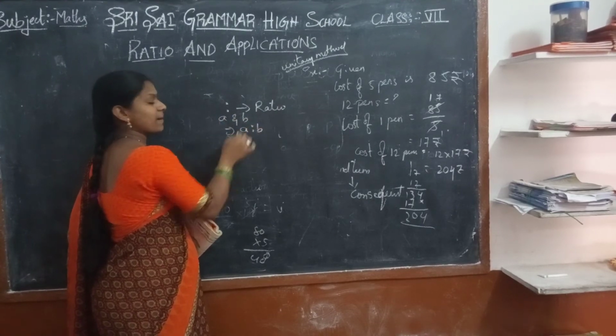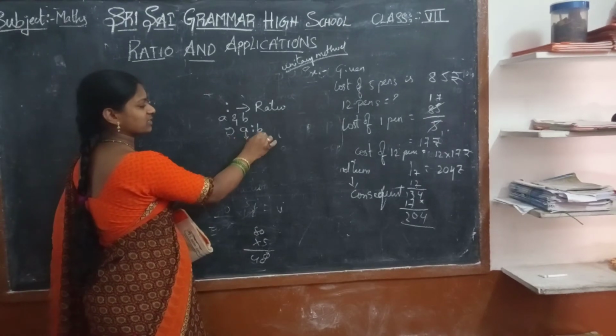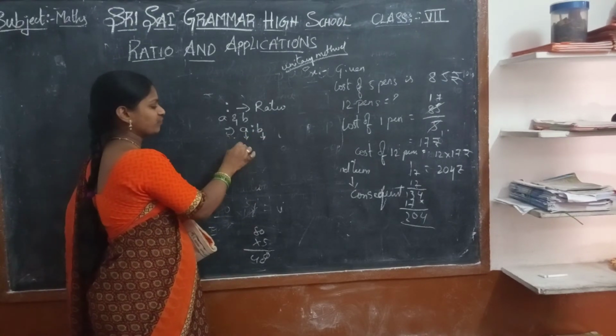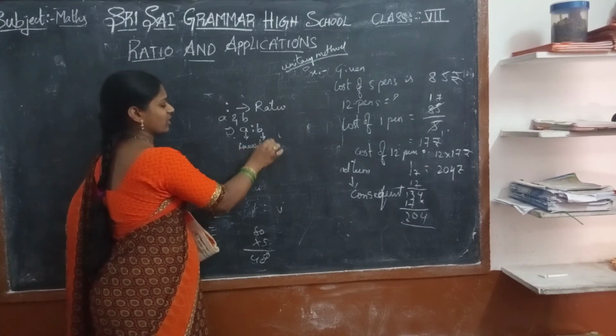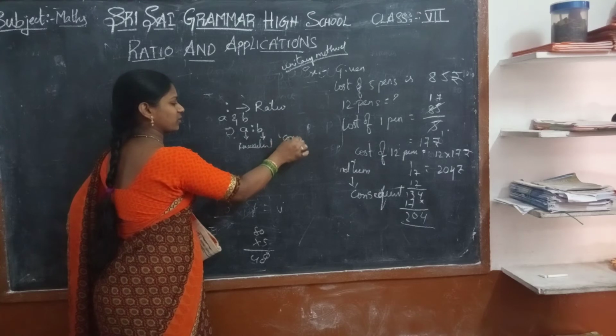A is to B. This is the first quantity, this is the second quantity. A is called antecedent, and B is called consequent.